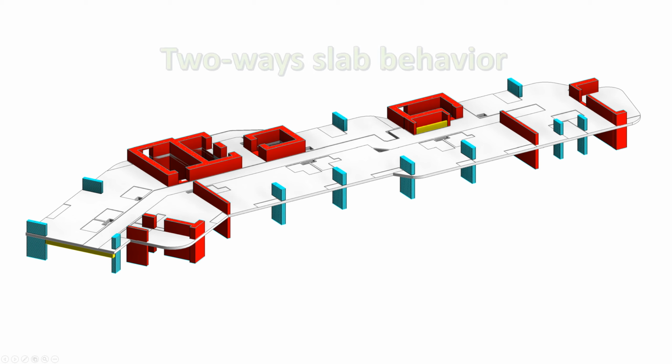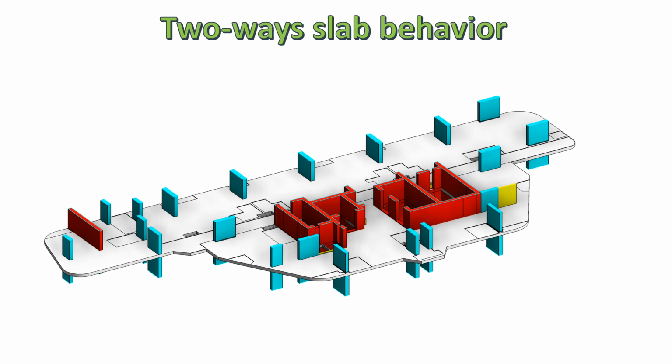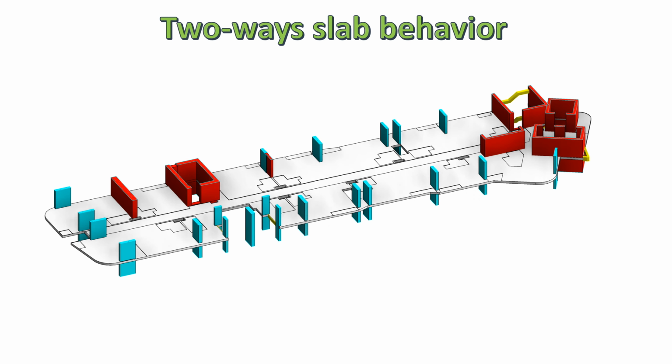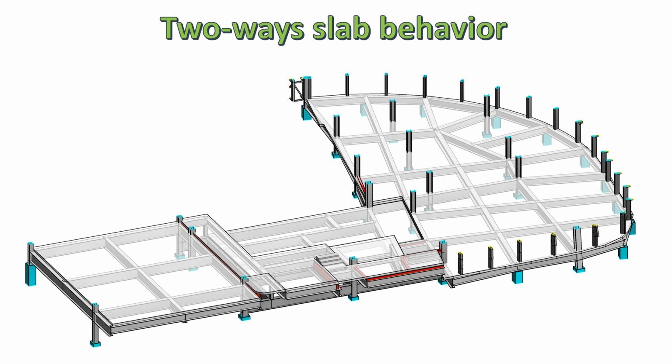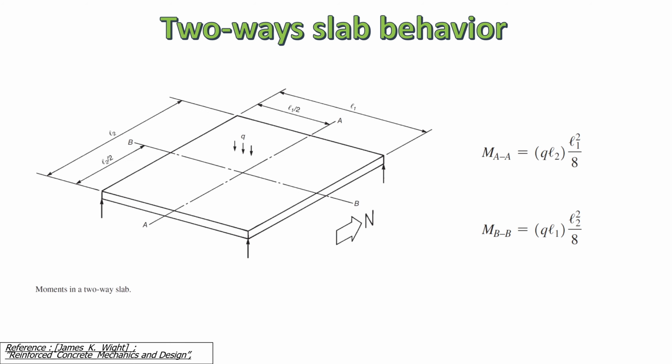Another form of the structural floor is two-way slab behavior. The two-way slab system could be in any shape, as there is virtually no limitation on its geometry. The two-way slab could be made from reinforced concrete, pre-stressed concrete, or structural steel. The structural behavior of a two-way slab could be described using these equations.